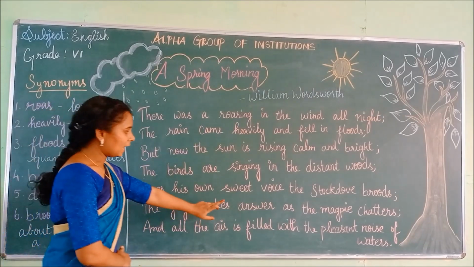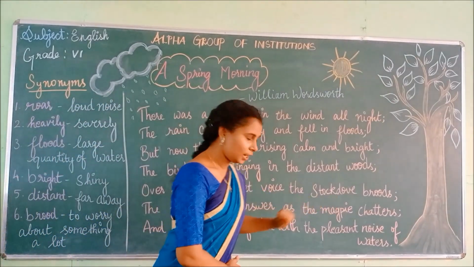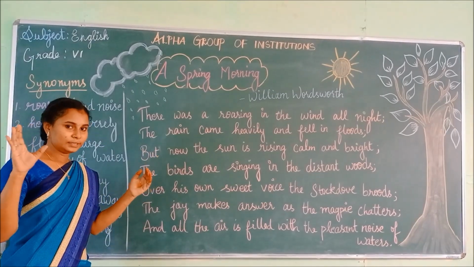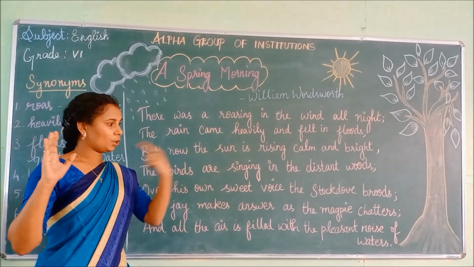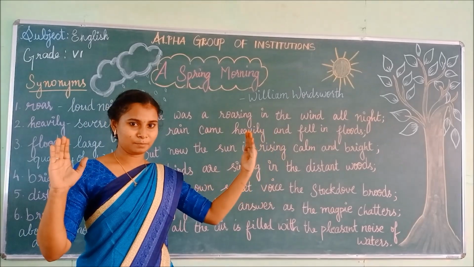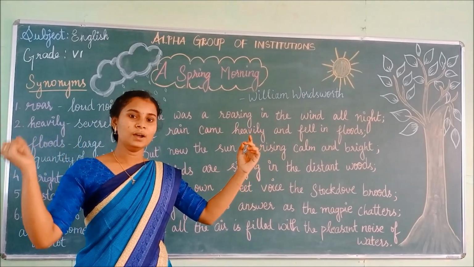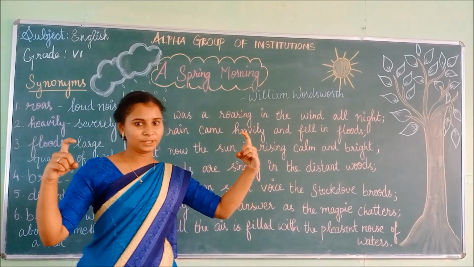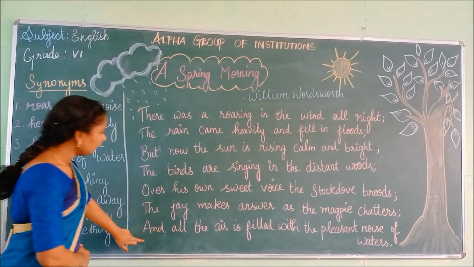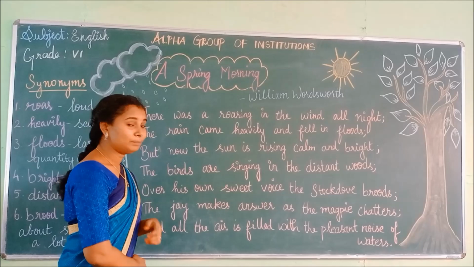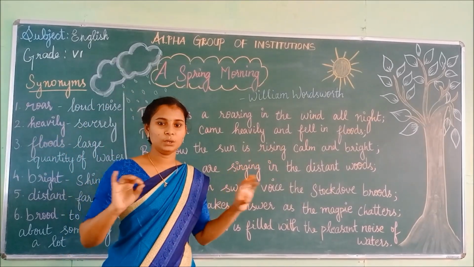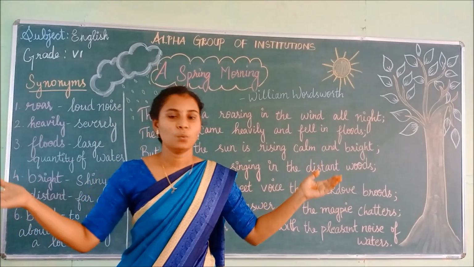The jay makes answer as the magpie chatters. So here I have told you a bird called jay is talking to the other bird, magpie. As we did earlier, no? A bird sings from this side and the other bird answers from the other side. And all the air is filled with the pleasant noise of waters. So the air is filled with the pleasant noise of waters.